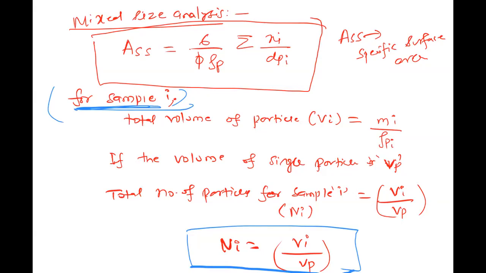Is it clear to all of you? This is very simple. For a sample I, the total volume of the particle is Vi, and obviously it will be Mi by rho pi. If the volume of a single particle is Vp, the total number of particles for a sample I, that is Ni, equals Vi by Vp.